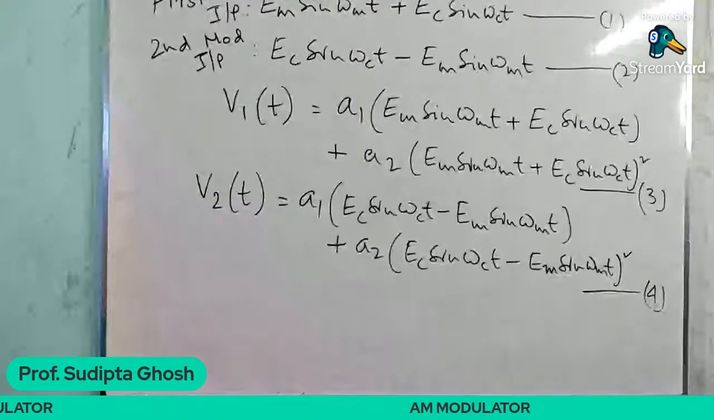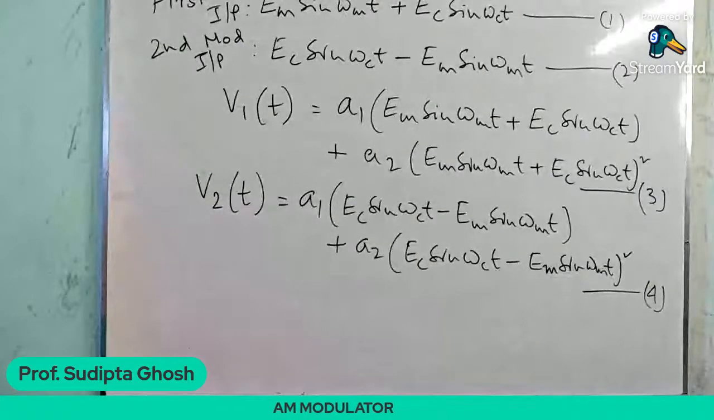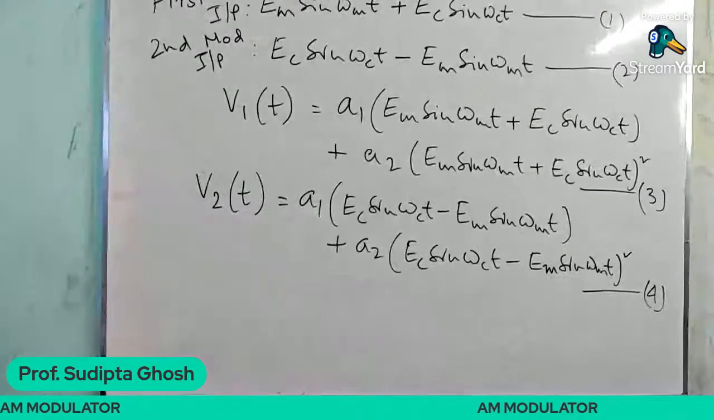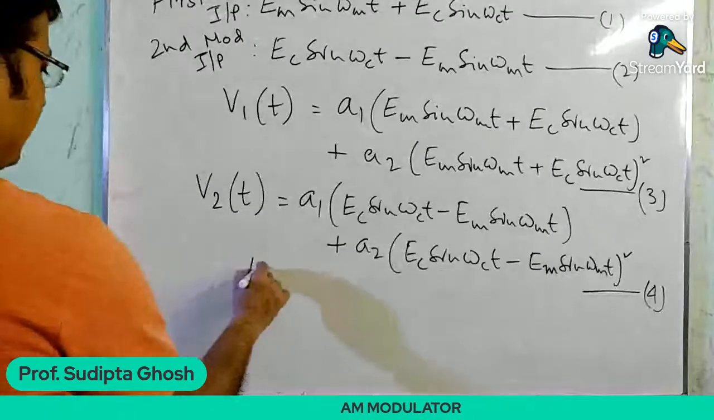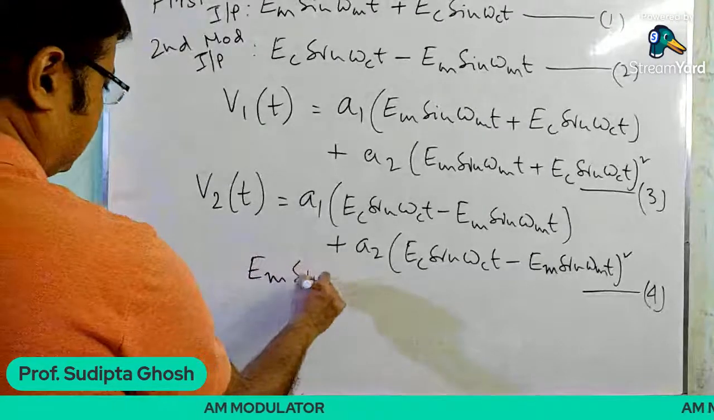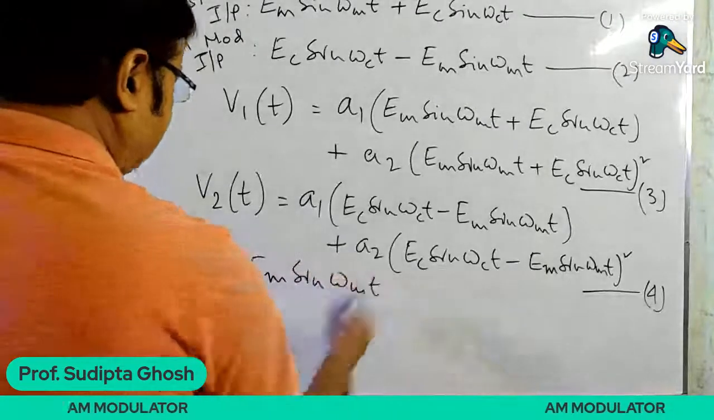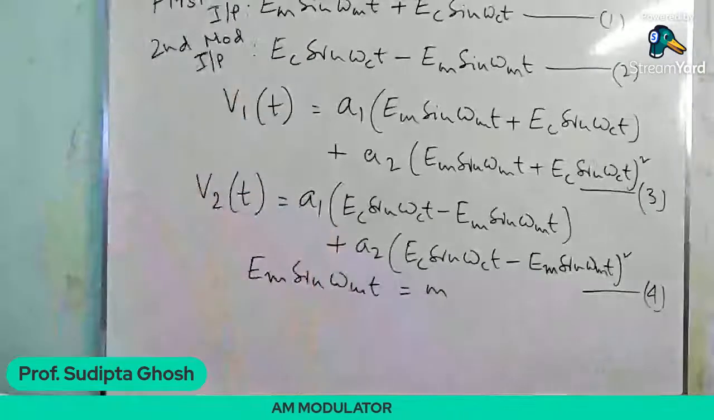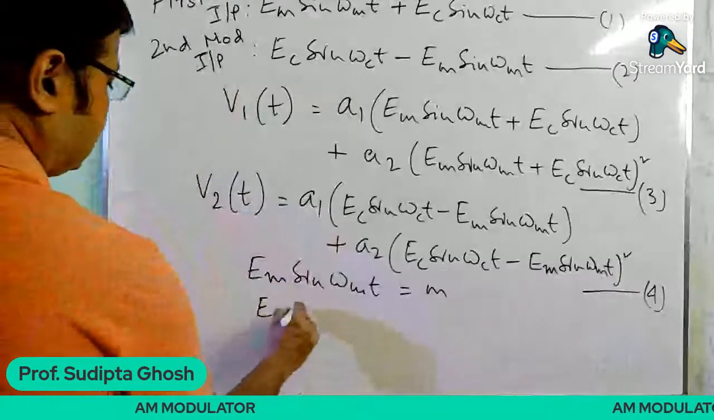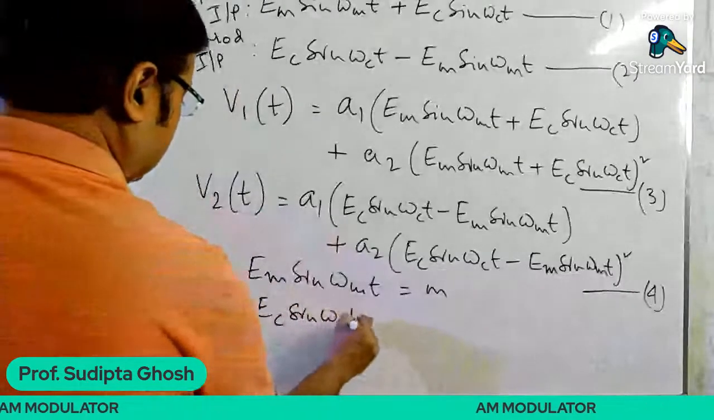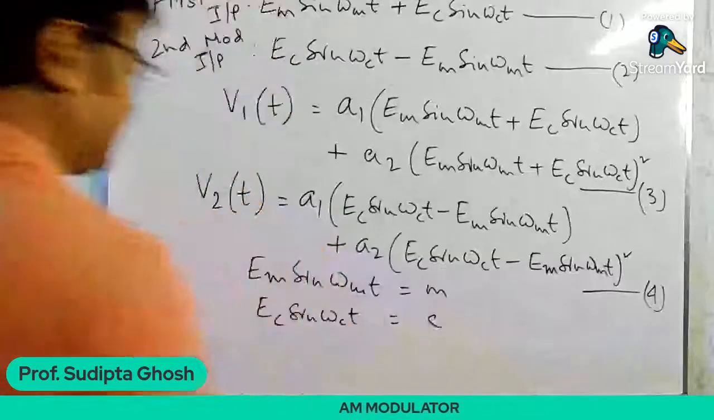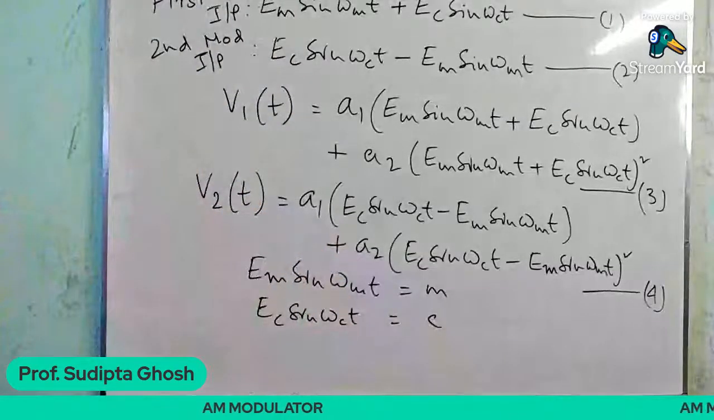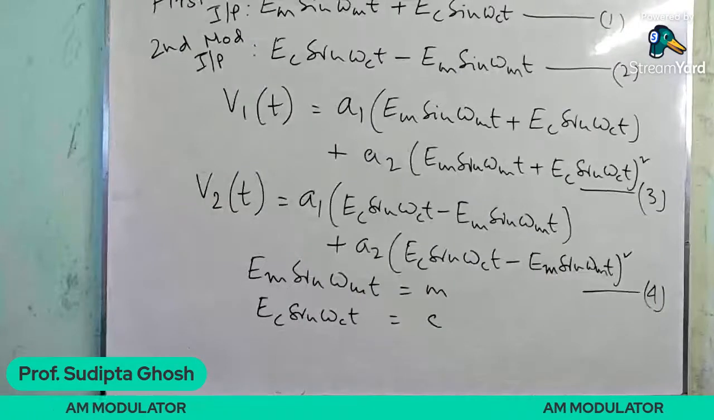Let these equations be reduced. Just for simplicity, let us take Em sin ωmt equal to M, and Ec sin ωct can be written as, say, C. So let these equations be reduced somewhat, otherwise it will take a lot of time.